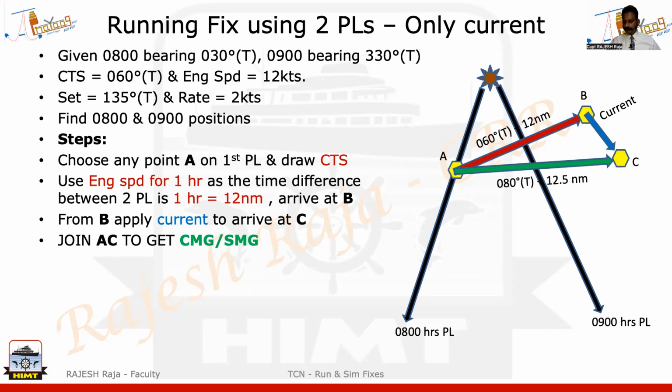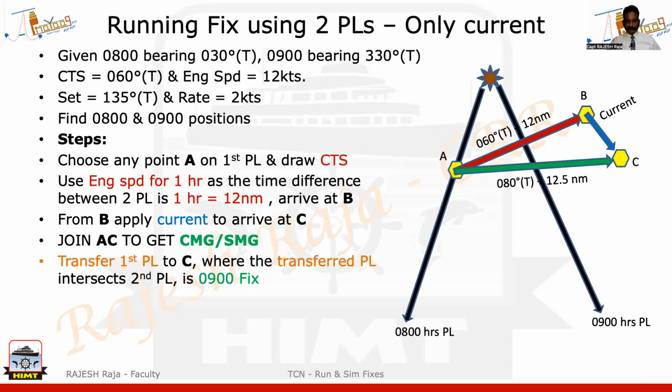Let us say this hypothetical answer was 080 degrees, 12.5. Now from here onwards, again follow the same steps. Transfer the first PL to Charlie now. If you remember, earlier I was transferring it to Bravo because I did not have current, but now I have to transfer it to Charlie. The point of intersection obviously is your fix.